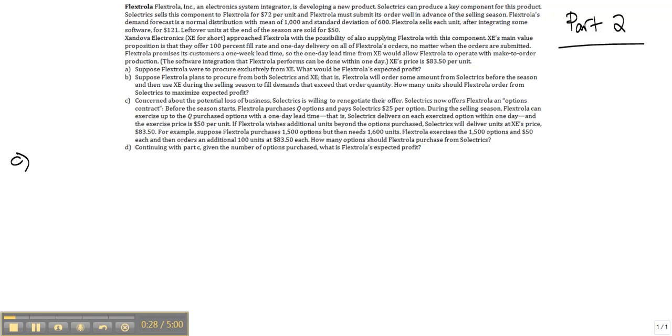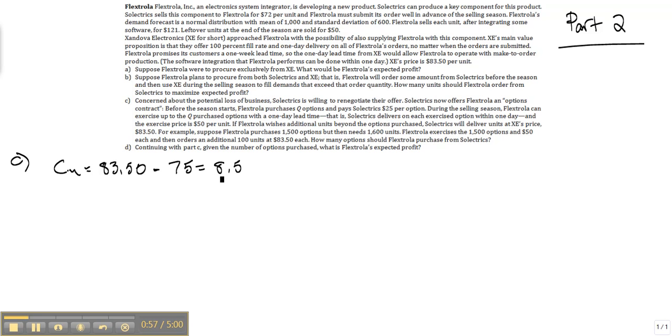For example, if 700 options are purchased but demand is 701, then one additional option could have been purchased. The cost of obtaining the unit without the option is equal to $83.50. The cost of the option plus exercising it is equal to the $25 to purchase it plus the $50 to exercise, so $75. So purchasing the option would have saved the difference between these two, or $8.50. That's the underage cost for this problem.